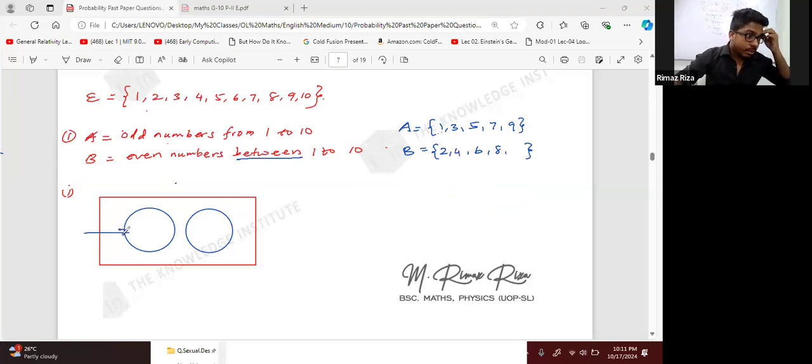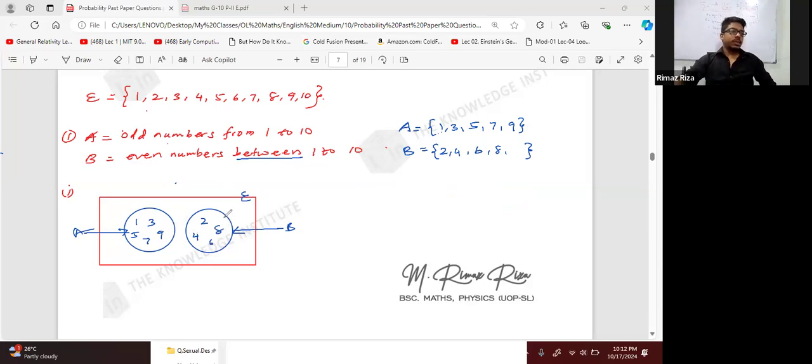Okay, so here, let's say this is set A, this is B, and this is the universal set. Let's write down the elements: A is 1, 3, 5, 7, 9. B is 2, 4, 6, 8. And then in the universal set we have 1, 2, 3, 4, 5, 6, 7, 8, 9, 10. We didn't write 10 in A or B, therefore it is somewhere outside A and B, but it is inside the universal set.